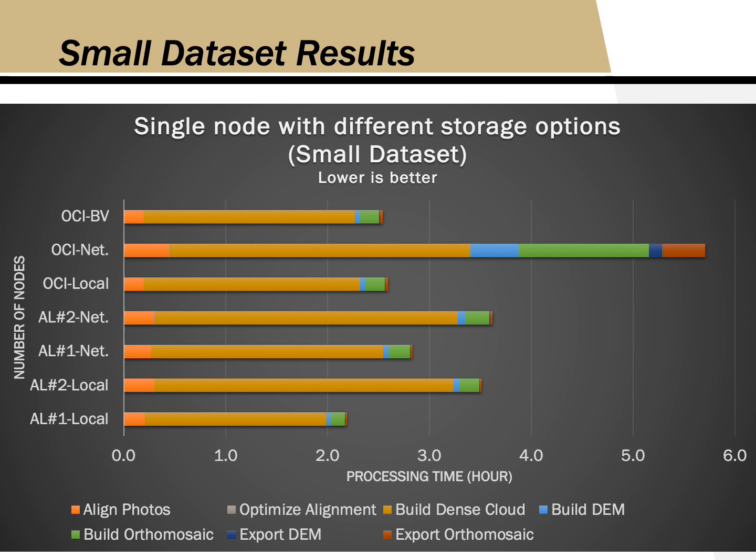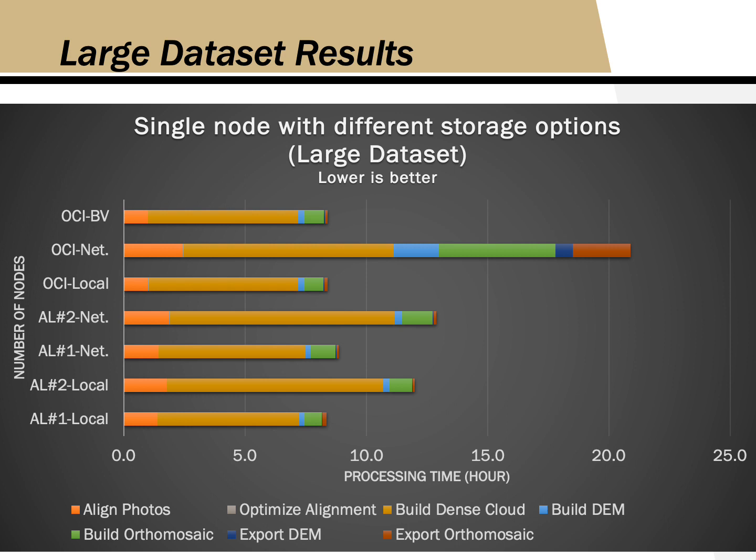As you can see from the graph, OCI with the local storage option is performing better than node 2 of the AgriLife cluster, but performing slightly worse than the first node of the AgriLife cluster. When we look at the network storage option comparison, OCI with the block storage option outperforms both AgriLife nodes with network storage options, while OCI with the file storage option took the longest to process the small dataset example.